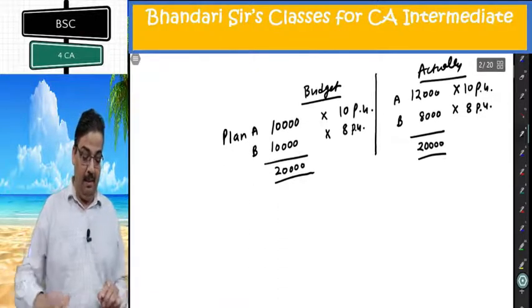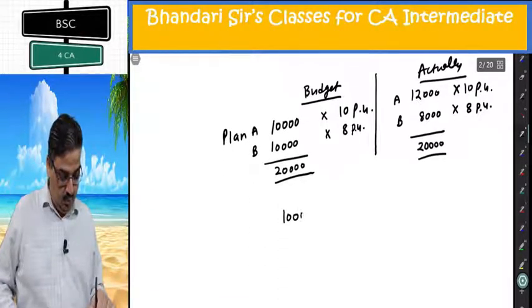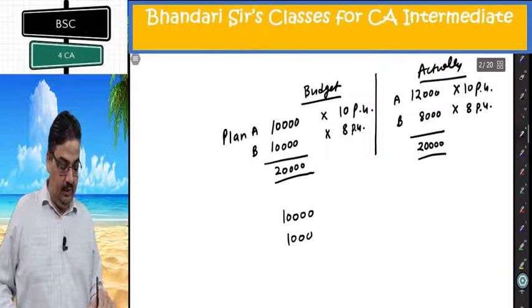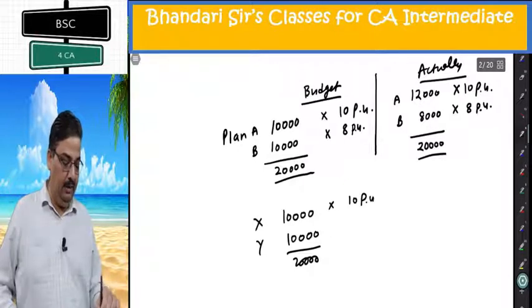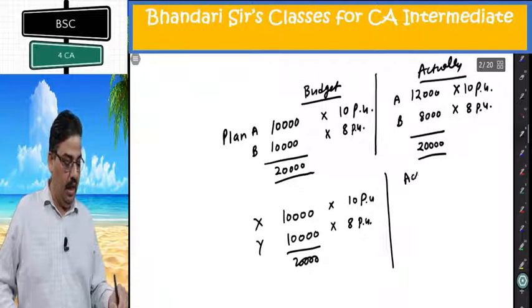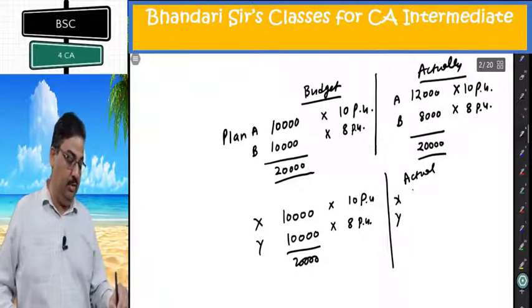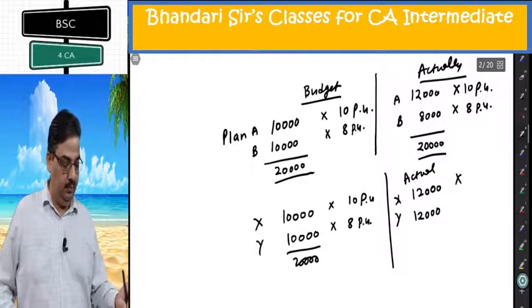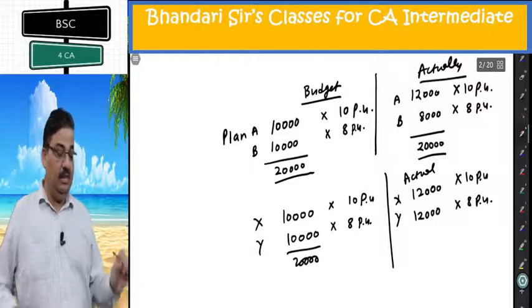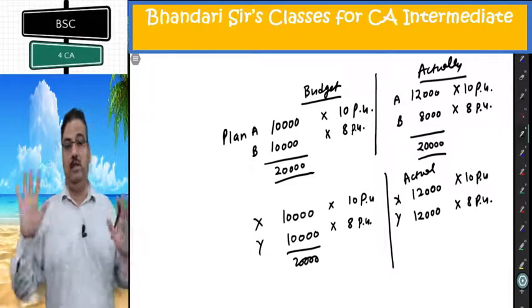Take another example. 10,000, 10,000, 20,000, X and Y to be sold at 10 per unit, to be sold at 8 per unit. Actual X and Y ratio is maintained 12,000, 12,000. 10 per unit, 8 per unit. Is there any price variance? No, no price variance there.